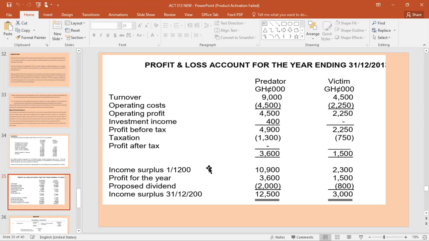Now, before we start, the question made mention of goodwill, but we don't know the amount of goodwill that we have. So we have to find our goodwill.